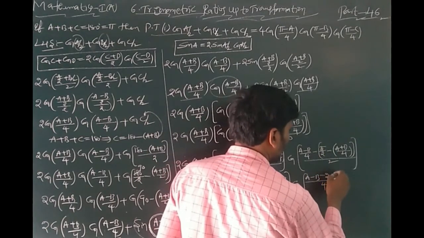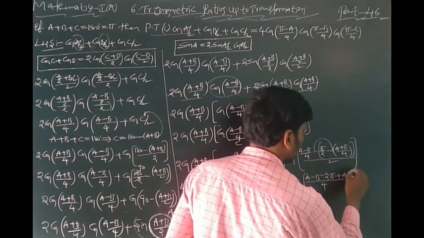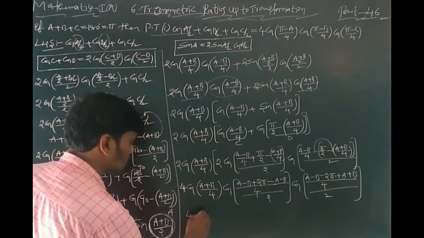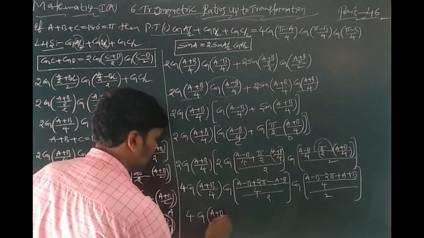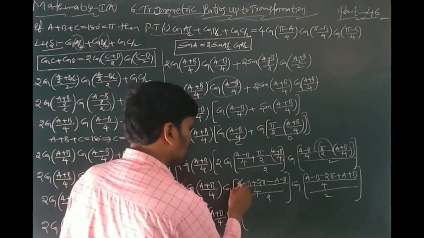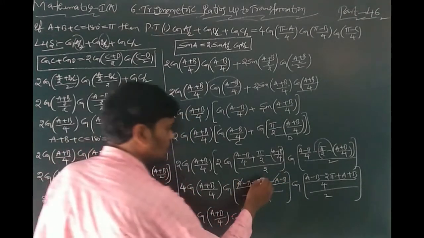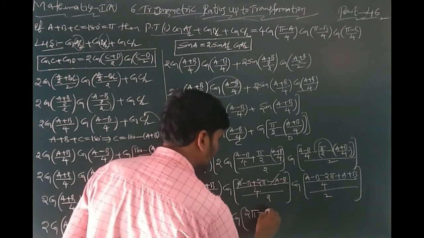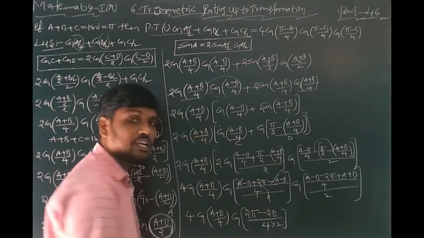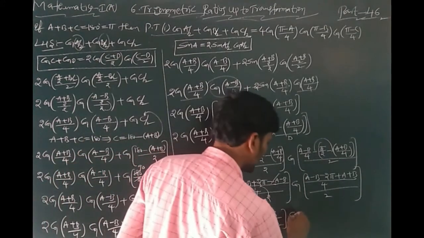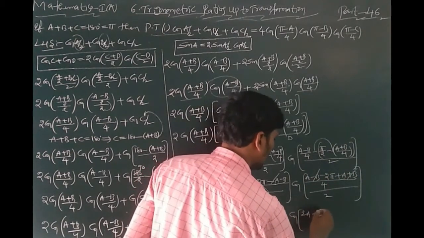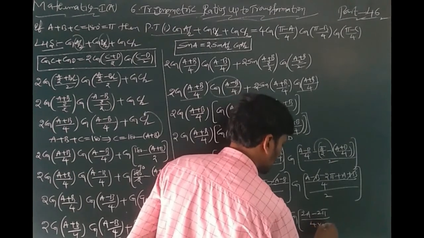Here minus 2 by minus into minus plus a plus b whole by 2. After that, 4 cos of a plus b by 4 into cos of here plus a minus a get cancelled. 2 by is there minus b, minus 2b by 4 into 2. 4 into 2, how much? 8. You can write 4 into 2 cos of here minus b plus b get cancelled. A plus a 2a minus 2 by 1 second 4 into 2.